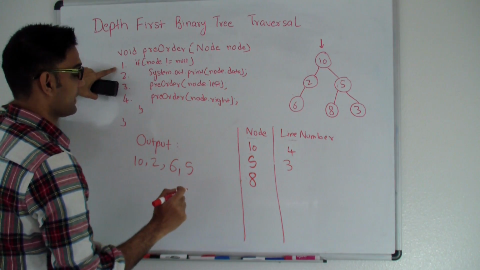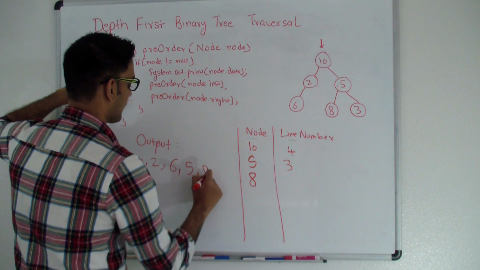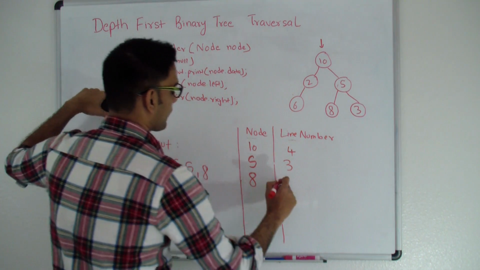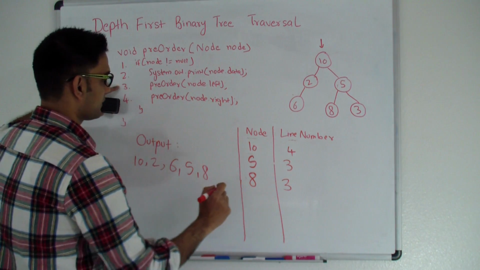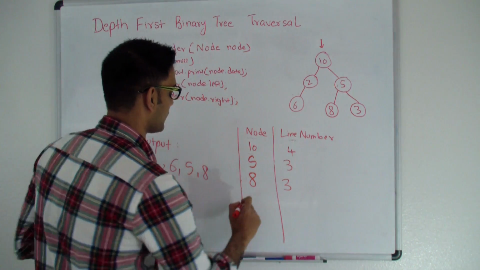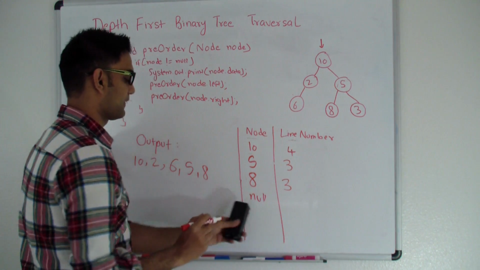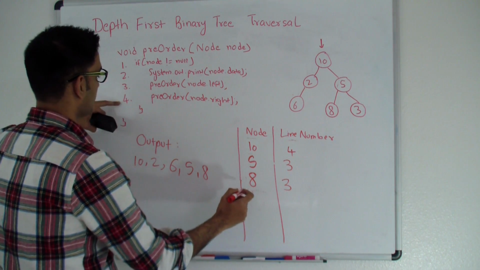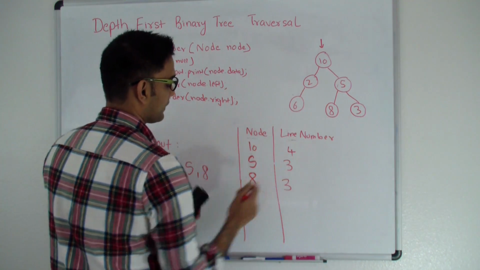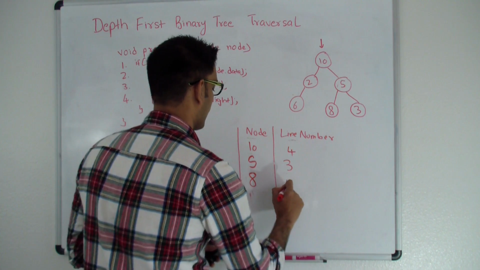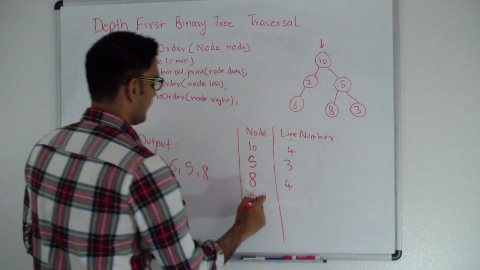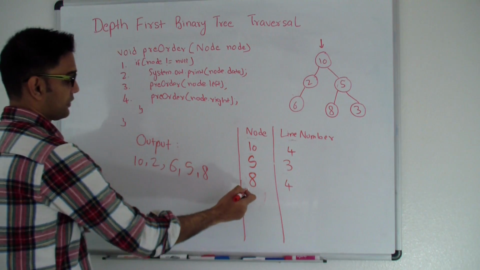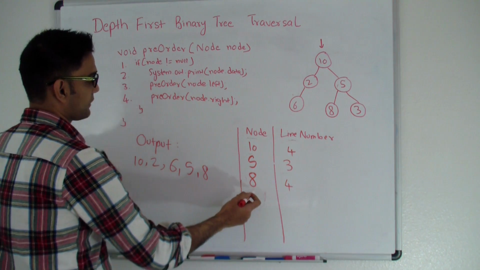And then 8, again 8 is not null, so I print out 8. Then I go into the recursion again from line number 3 for node 8, and 8's left is null, so it does nothing. And then it comes back to 8 and then executes node.right, so 8's right, so that's line number 4, and null. Again null does nothing and comes back to 8. So we are done executing all the lines for node 8.